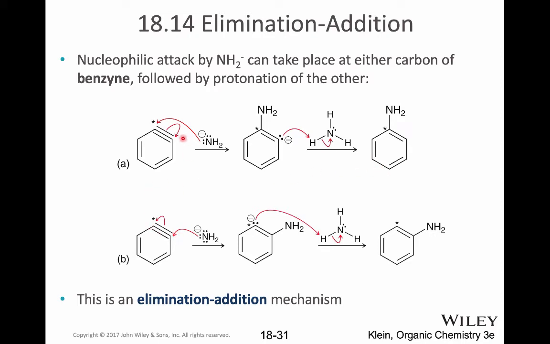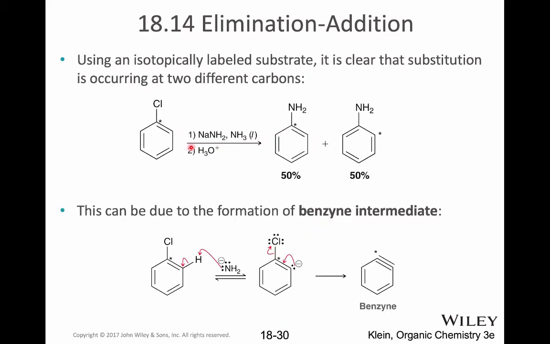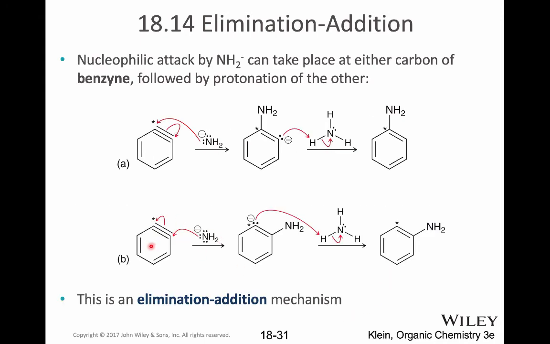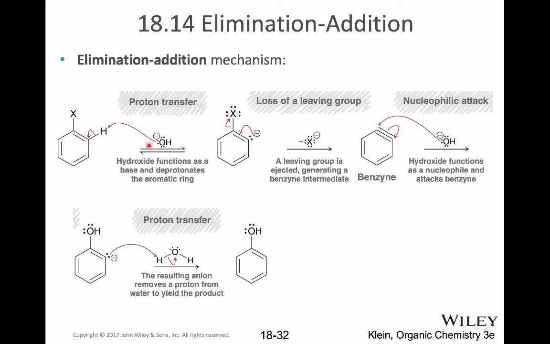And again, because I can either attack the C13 carbon or the C12 carbon, you see where you get the scrambling of the products here. So we call this an elimination addition mechanism. So I eliminate the chloride to make benzyne, and then I add my nucleophile to make my new product. So this is the overall mechanism drawn for the OH minus.